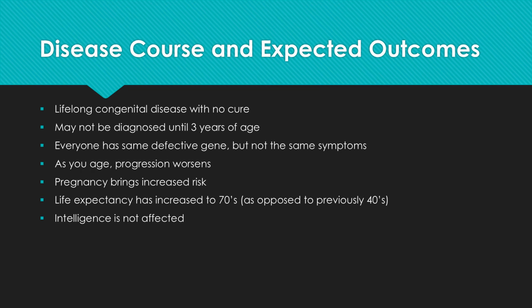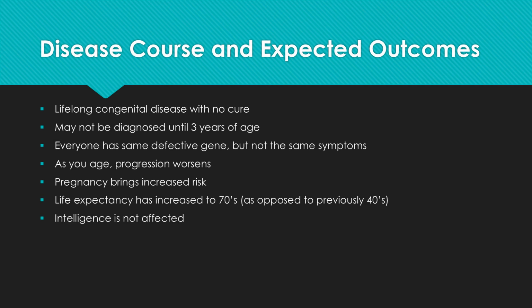Marfan syndrome is a lifelong congenital disease with no cure. Due to the physical symptoms becoming more apparent with growth, a child with Marfan syndrome may not be diagnosed until age 3. Every person born with Marfan syndrome will have the same defective gene found in chromosome 15, but not all symptoms will present the same. Some people are minimally affected, while some people have symptoms that are life-threatening. As you grow in age, progression will worsen. For someone with Marfan syndrome, pregnancy brings increased risk due to an increased cardiac volume and pressure on the aorta.